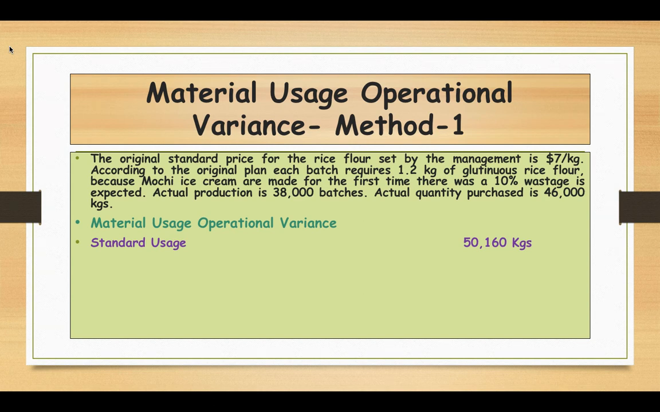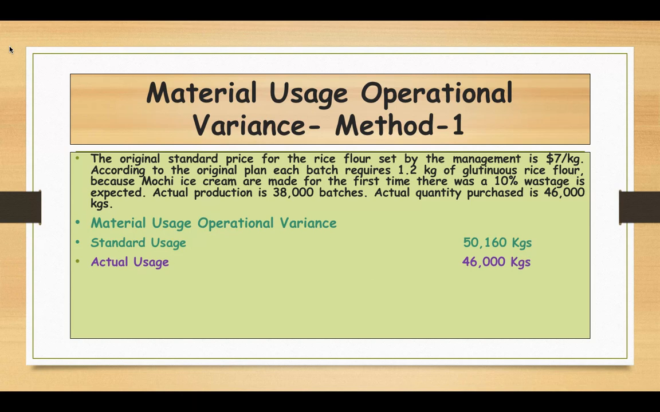So I'll quickly repeat it. According to the original standard, they should have used 1.2 kgs per batch. But there is a 10% wastage expected, so we need to include that. So 1.2 times 1.1. Now this is per batch, but they have actually produced 38,000 batches, so we need to times by 38,000. So you get 50,160 kgs. This is the standard usage.